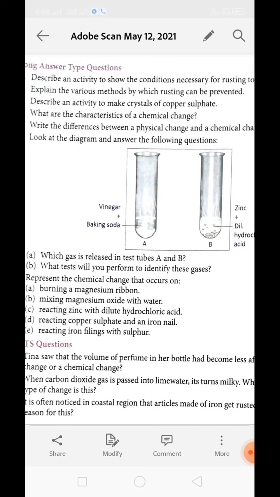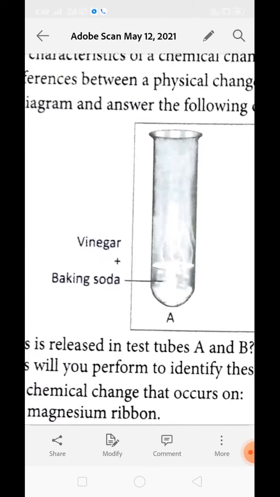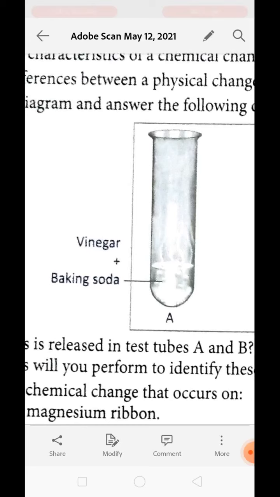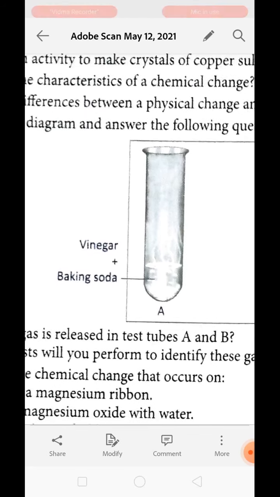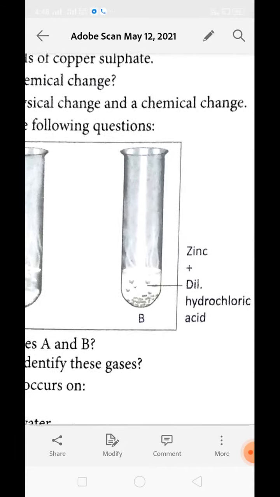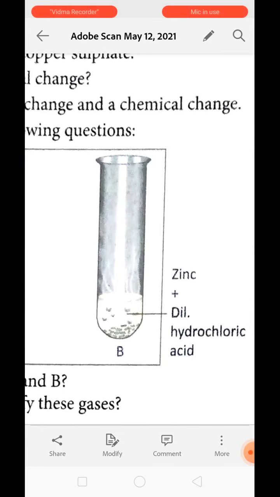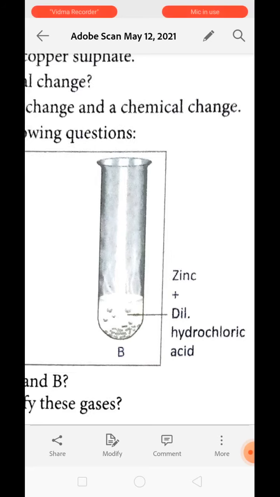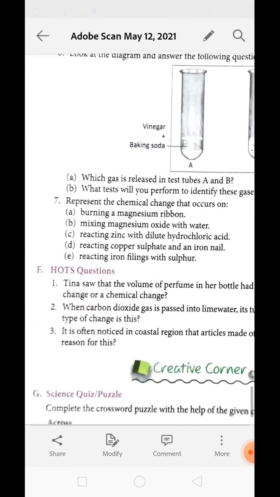What test will you perform to identify these gases? In case of A, we will pass the gas through lime water, and if the lime water turns milky in color, we can say that this is carbon dioxide. Whereas in this case, we will bring a burning matchstick near the mouth of the test tube. If the matchstick burns with a pop sound, it means it is hydrogen gas. Clear? Now next is 7.